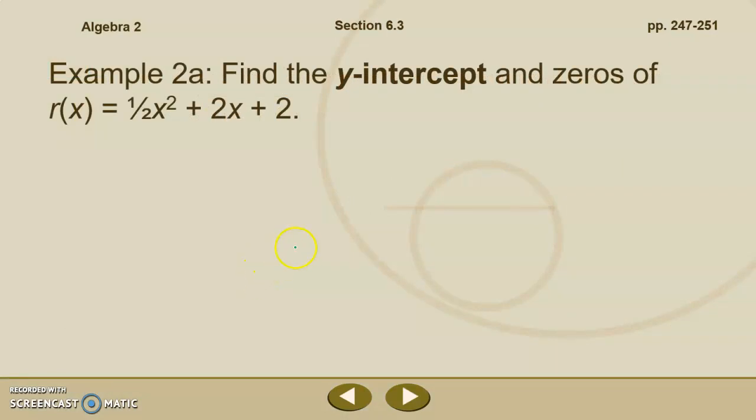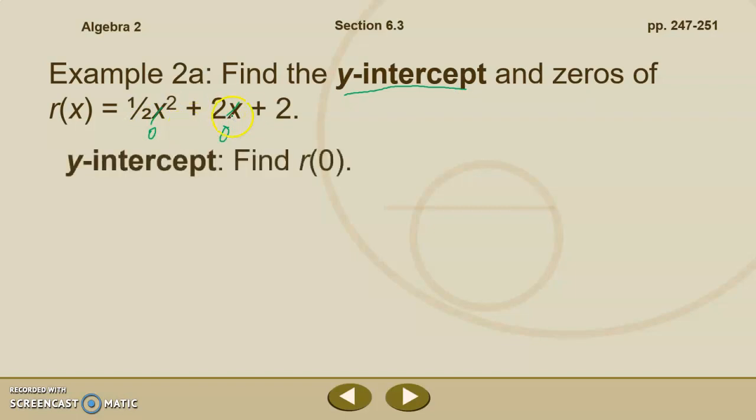Let's find the y-intercept and the zeros of this function. r of x equals 1/2 x squared plus 2x plus 2. Now, in order to find the y-intercept, we just make our x's zeros. We can do the math there, or we just know, because those are zeros, our y-intercept is our constant term. So our y-intercept is just 2, or (0, 2).